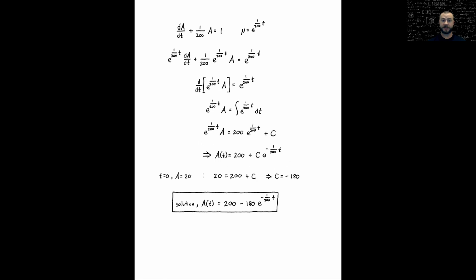All right, the only thing left for us to do from here is solve for the integration constant. We had our initial condition, A of 0 equals 20. And if you plug that in, E to the 0 is 1. And you should get C comes out to negative 180. All right, if we plug that back in, we get our explicit solution for A of t, representing the amount of salt in the tank at any time.